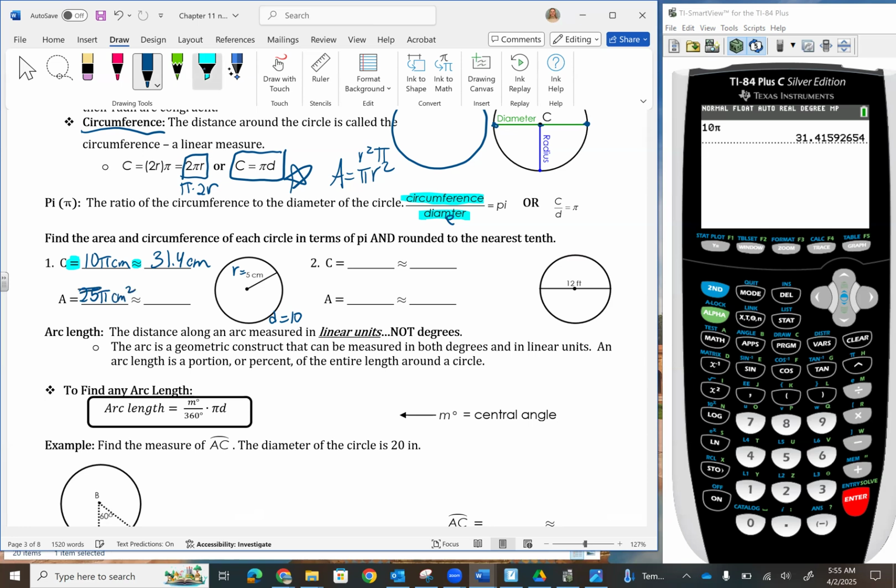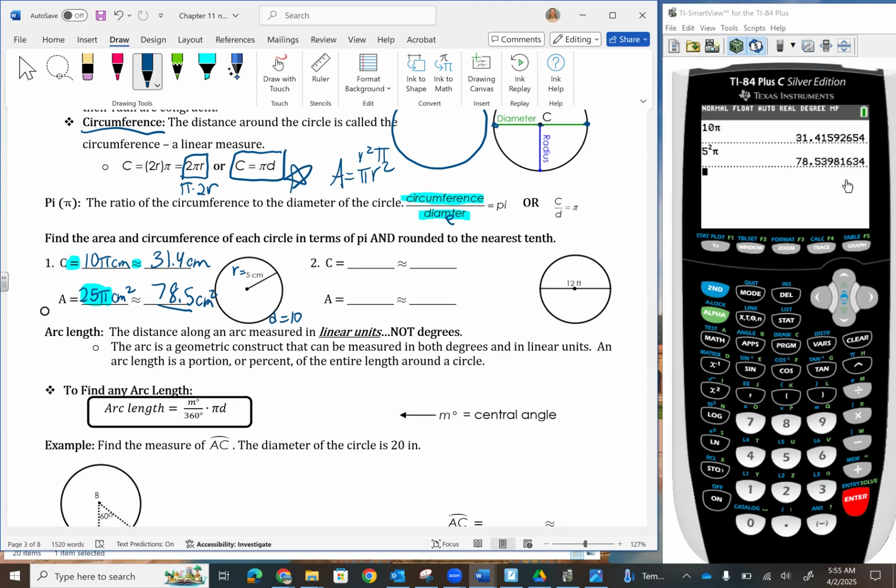So the label, oopsie, I did not mean to cross that out. Trying to highlight. That's the answer for the area, and then the label is centimeters squared. So you can do 5 squared and then times pi, and you're going to get approximately 78.5 centimeters squared. Again, the answer is 78.5, and it's approximately because we did have to round off.